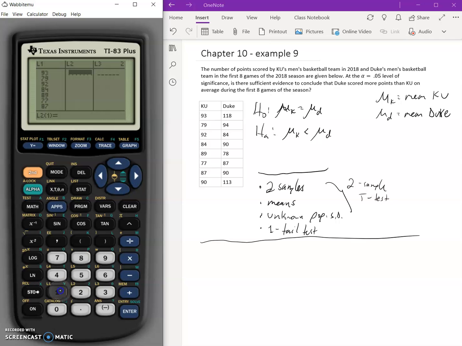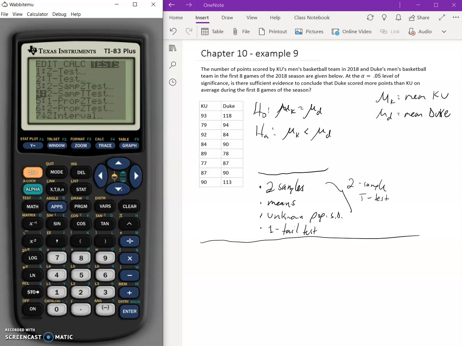Now in L2, I put in my 118, 94, 84, 90, 78, 87, 90, 113. Now, when we look at these numbers, we could build some intuition and say, oh yeah, Duke does have a couple of pretty high-scoring games, right? 118, 113, they seem to be pretty big. Now, there's a couple of them that are less than KU, so we'll see how all of this works when we do the hypothesis testing.